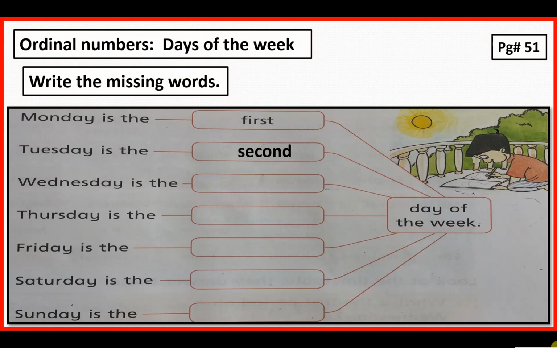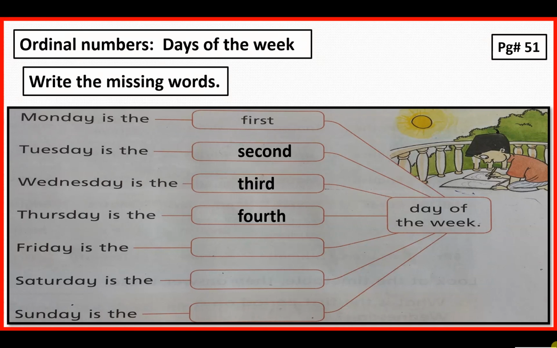S-E-C-O-N-D, second. The next one is, Wednesday is the 3rd day of the week. So here we write third, T-H-I-R-D, third. Thursday is the 4th day of the week. So here we write fourth, F-O-U-R-T-H.